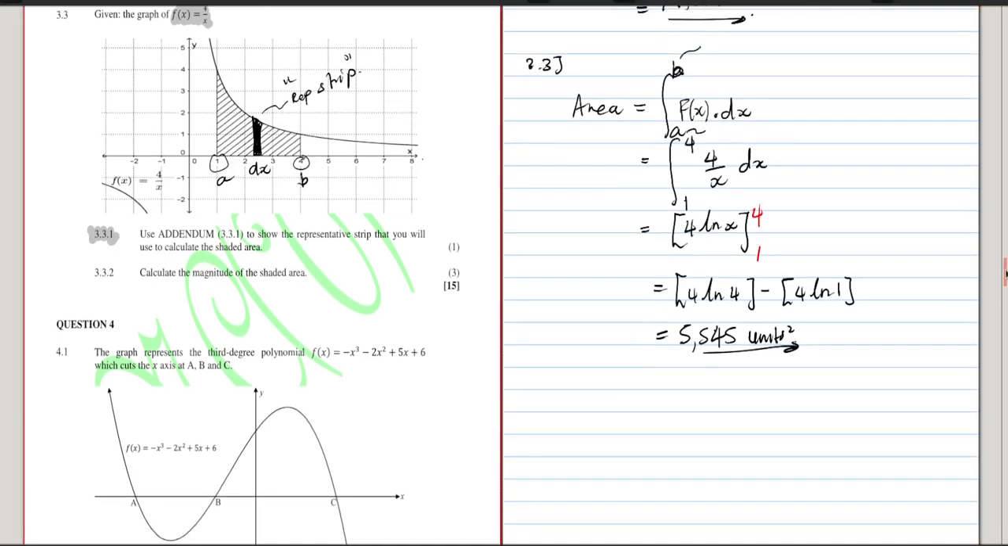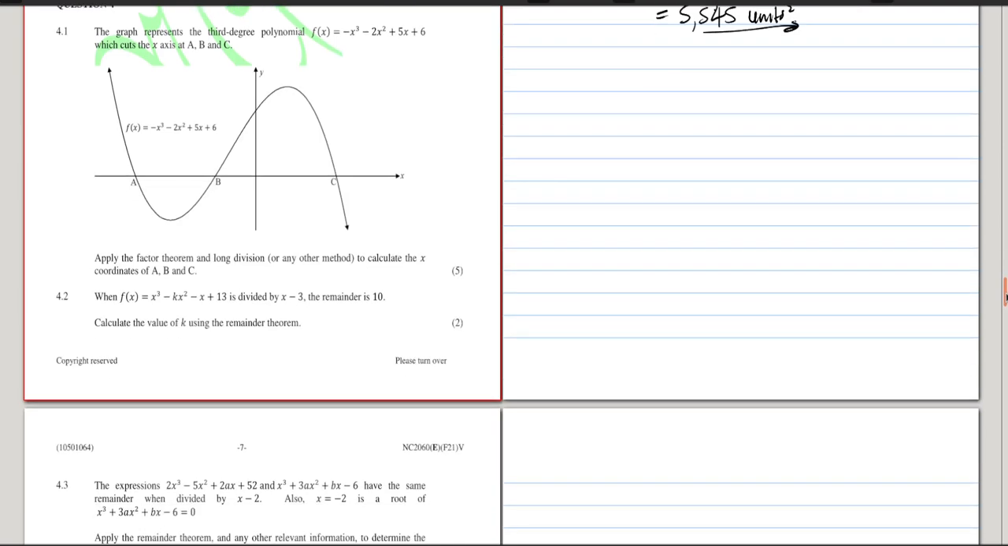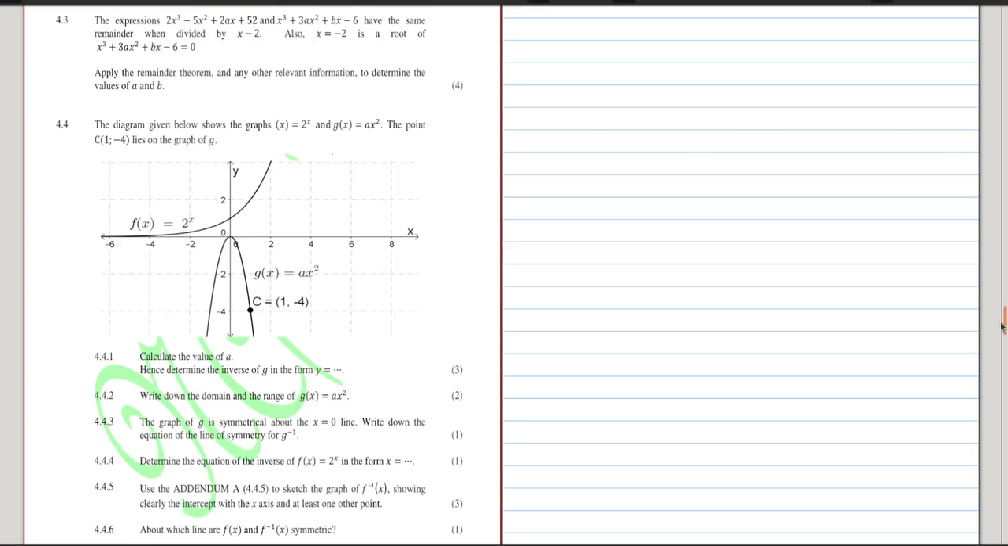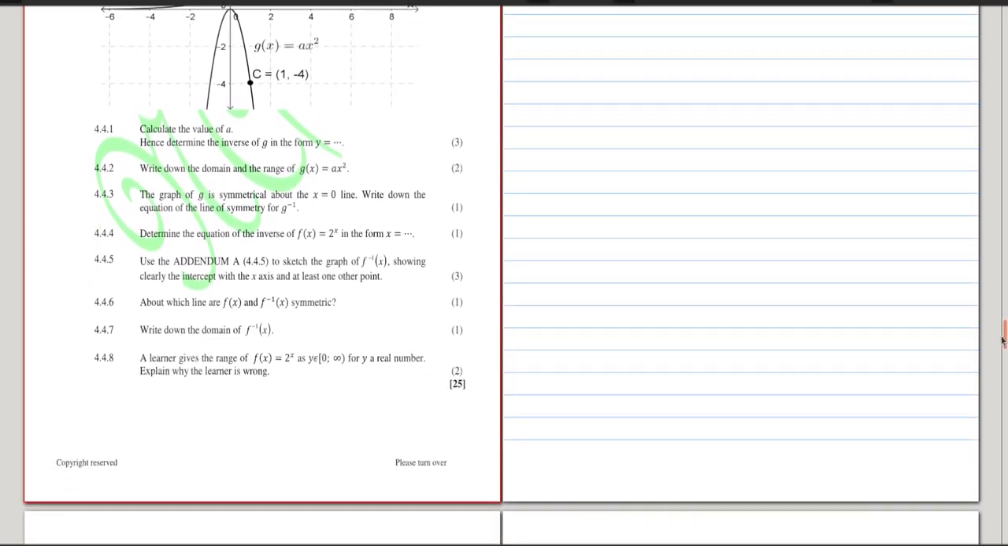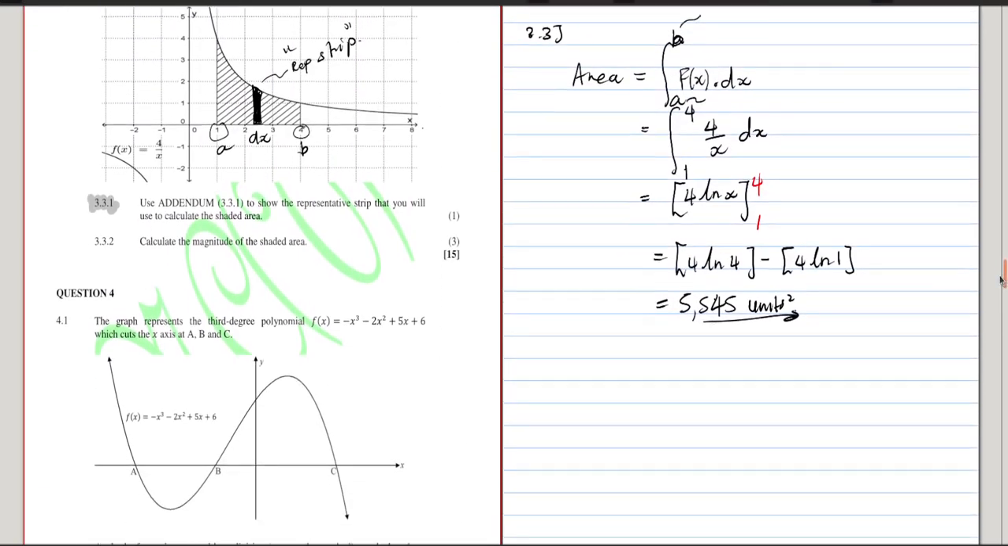That's our question 3. Question 3 is all about integration. Then we're going to do question 4. We have a cubic function, some polynomials, and a function. Okay, let's just erase and do question 4.